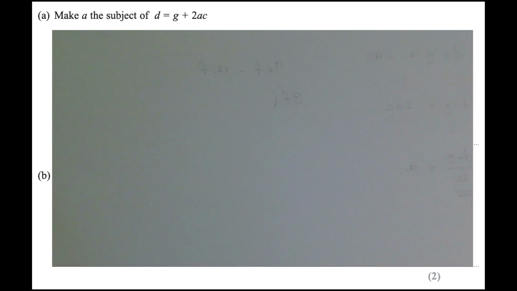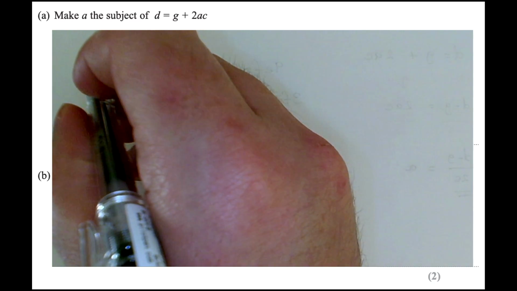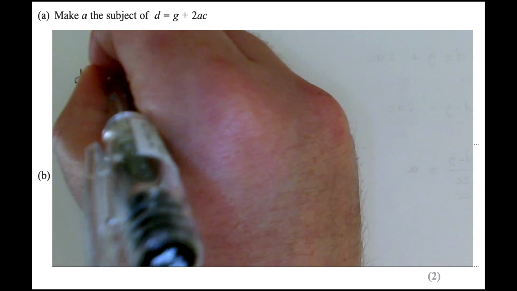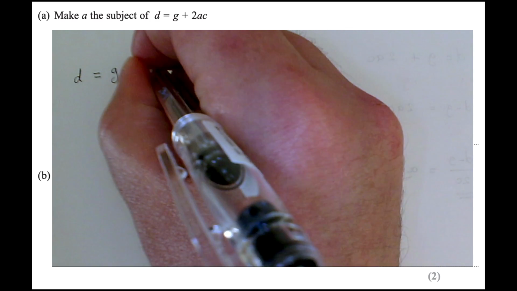These types of questions turn up every year. They're so important. They're worth 8 marks, 9 marks, they're almost worth a grade. So it's well worth practicing these a lot. Okay, so the first one, we've got D equals G plus 2AC.